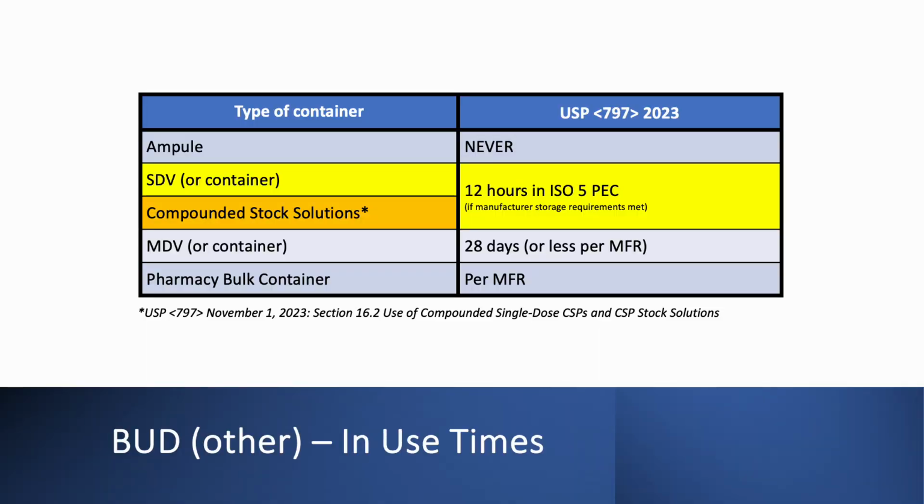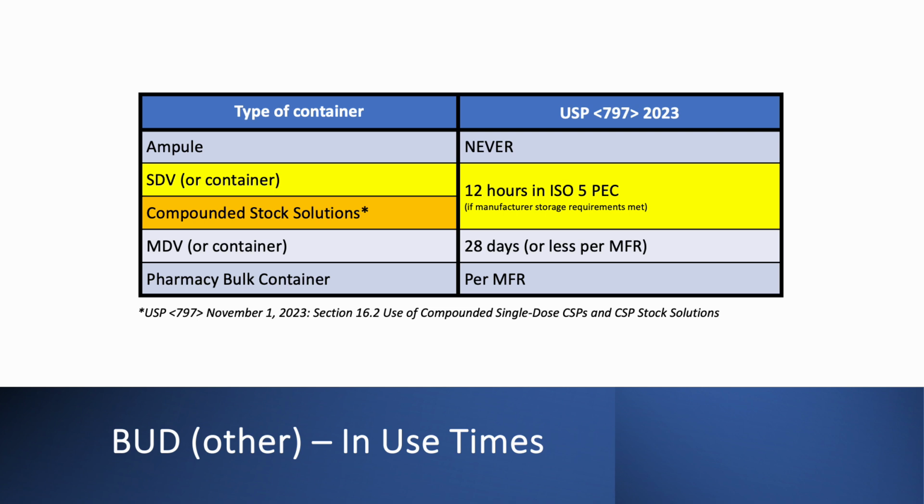Now we'll talk about some more beyond use dating, but we could refer to these as in-use times. Although USP 797 does not use the term in-use times, we could, for all intents and purposes for this discussion, think of it as an in-use time. However, in the real situation and application, we would still apply the term beyond use date to these situations. For an ampule, when opened, it must never, never, never be reused. Once an ampule is opened, it must be used and discarded immediately. A single-dose vial, if opened in an ISO 5 PEC, may receive a 12-hour beyond use date.